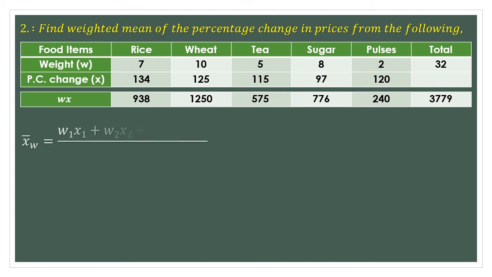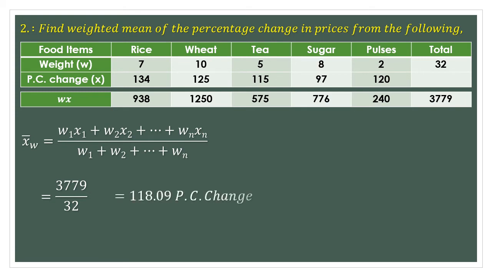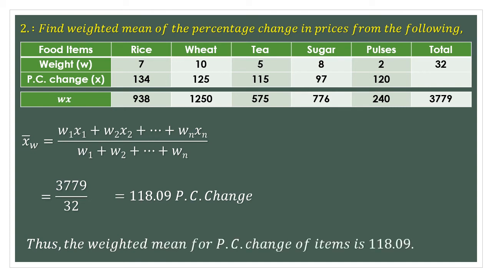3779. Now you will write down the weighted mean formula, that is x bar W equals W1 x1 plus W2 x2 plus dot dot dot Wn xn, divided by W1 plus W2 plus dot dot dot Wn. In this formula the numerator total is 3779 and the denominator total is 32. So we don't need to multiply anything, we will just write down the values as they are and then dividing it we will get 118.09 percentage change. So this becomes an easier and faster method to calculate the weighted mean. We can write the statement as: the weighted mean for percentage change of items is 118.09.